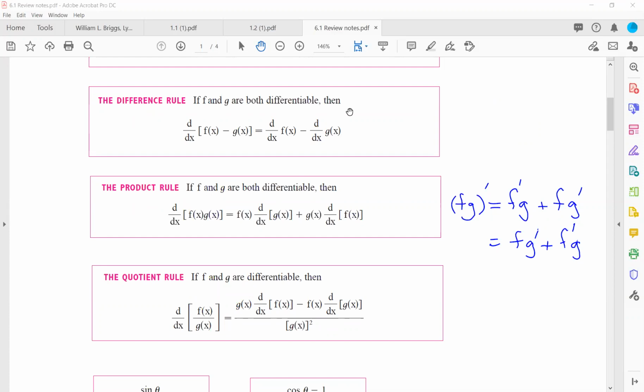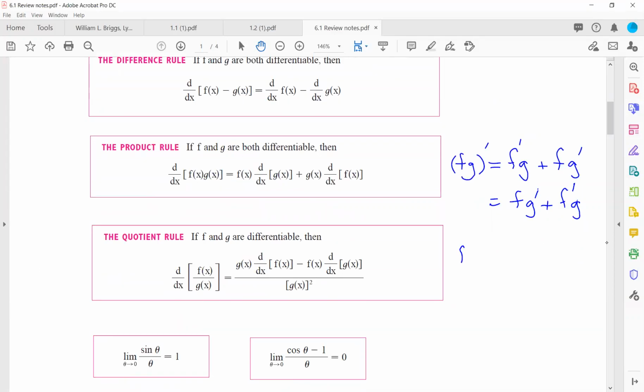The second one, our famous quotient rule. If you have f divided by g and you're taking the derivative, it's equivalent to saying that it's the derivative of f times g minus f times the derivative of g, divided by g squared. So we copy down the denominator and raise it to 2.